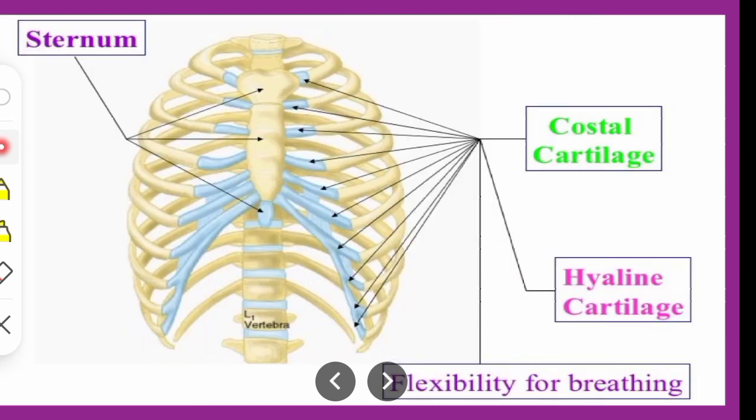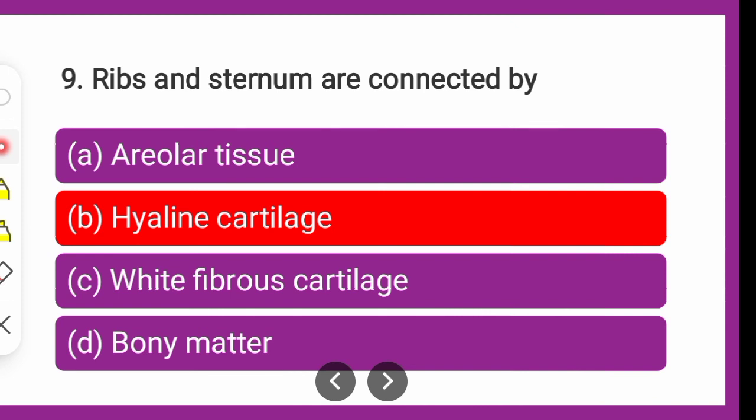The ribs and sternum, if you will see, this is the joint, this is the joint. This is nothing but costal cartilage, and you can see the costal cartilage, wherein the bars of these hyaline cartilage are this costal cartilage is nothing but hyaline cartilage. So the correct answer is it is hyaline cartilage. They are connected by hyaline cartilage.